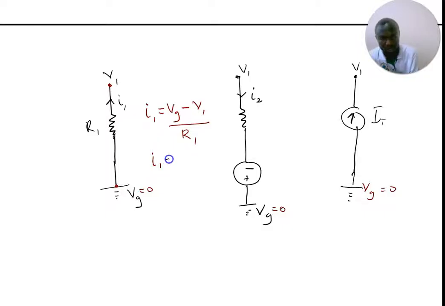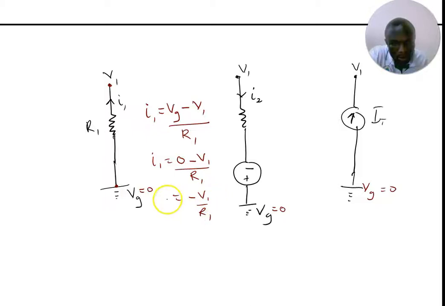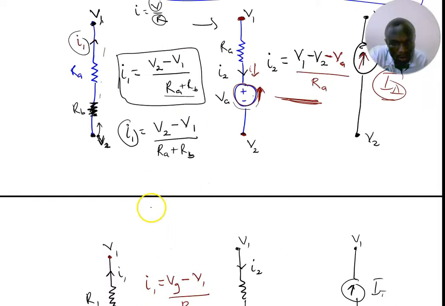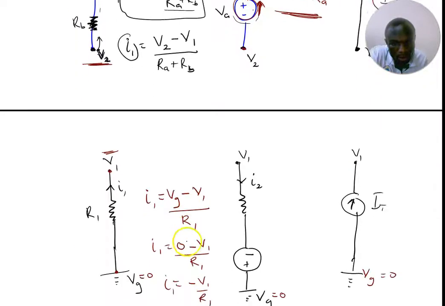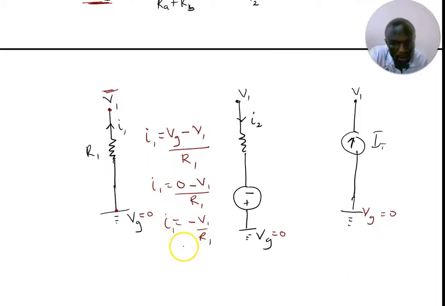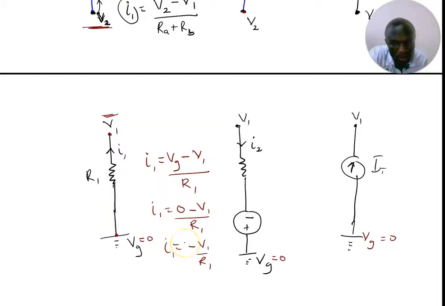So I1 is equal to what? 0 minus V1 on what? On R1. And that gives negative V1 on what? R1. So that's the current that is flowing there. The difference between the first one and the second one here is just the reference node. They are the same, but the reference node makes it different. So let's look at this one too.